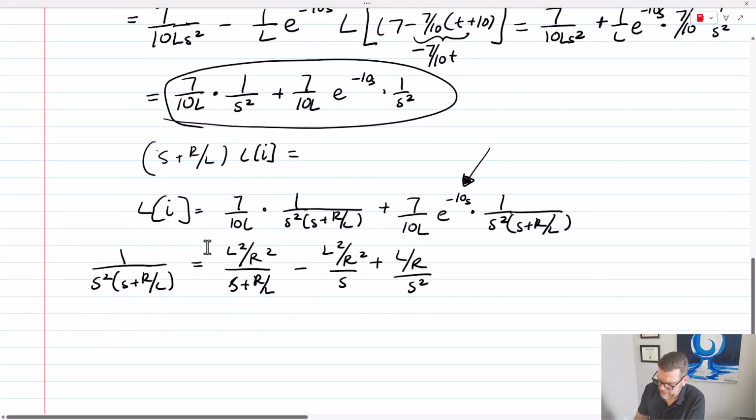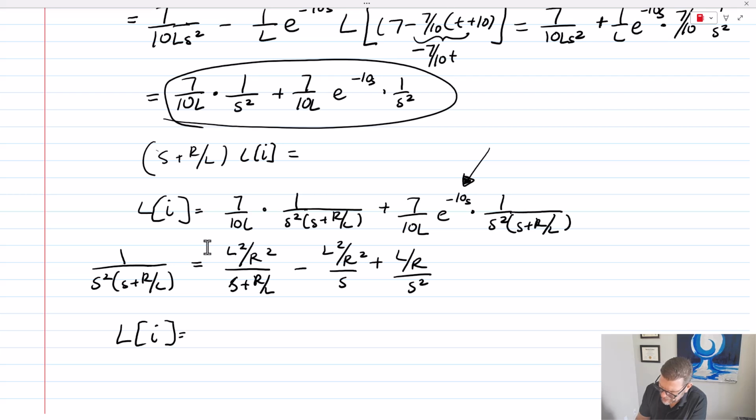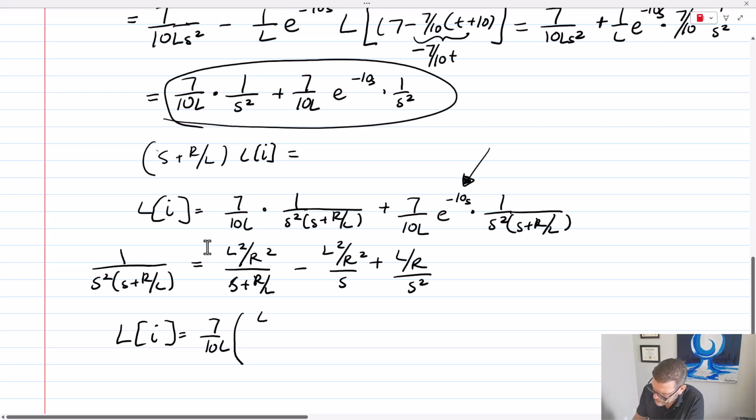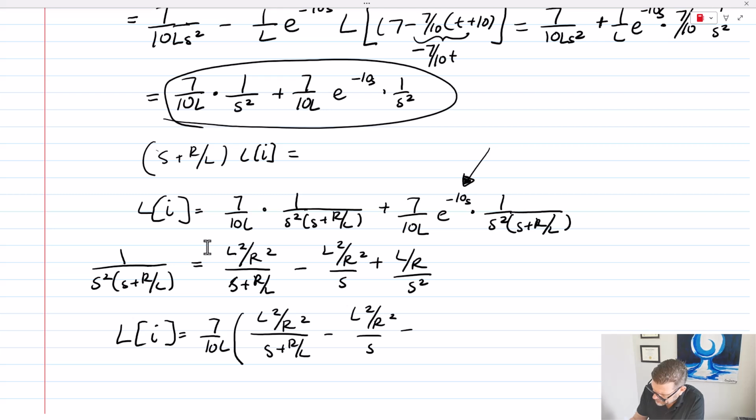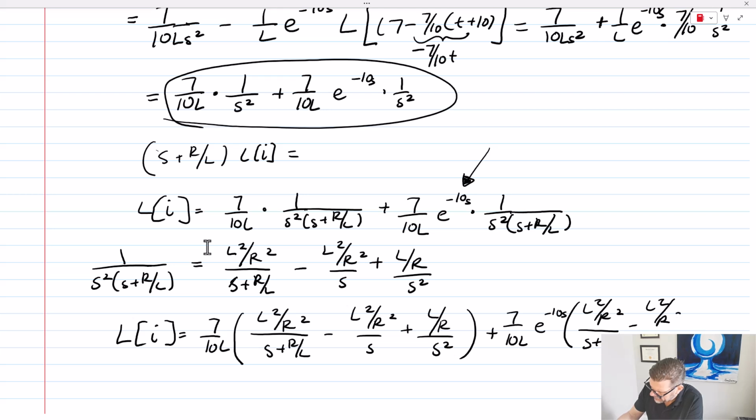So now what I can do is I can rewrite the current L of I is now going to equal 7 over 10L times, and this will be L squared over R squared, s plus R over L, minus L squared over R squared divided by s plus L over R, s squared, plus now 7 over 10L e to the negative 10s times L squared over R squared, s plus R over L, minus L squared over R squared divided by s plus L over R, s squared.